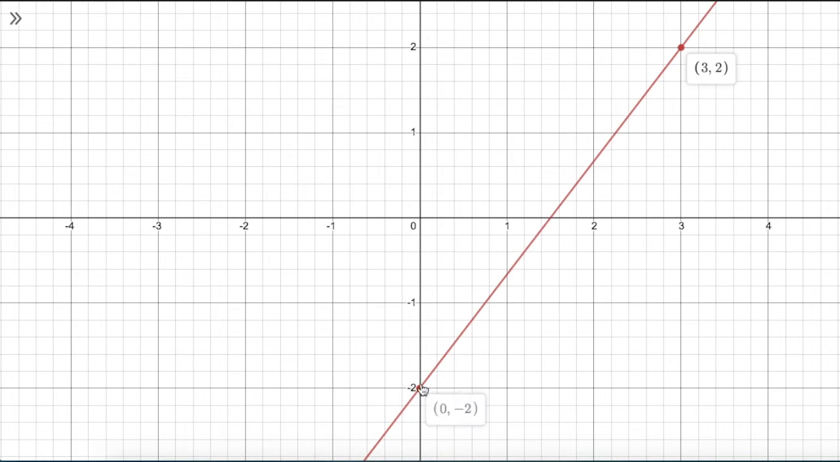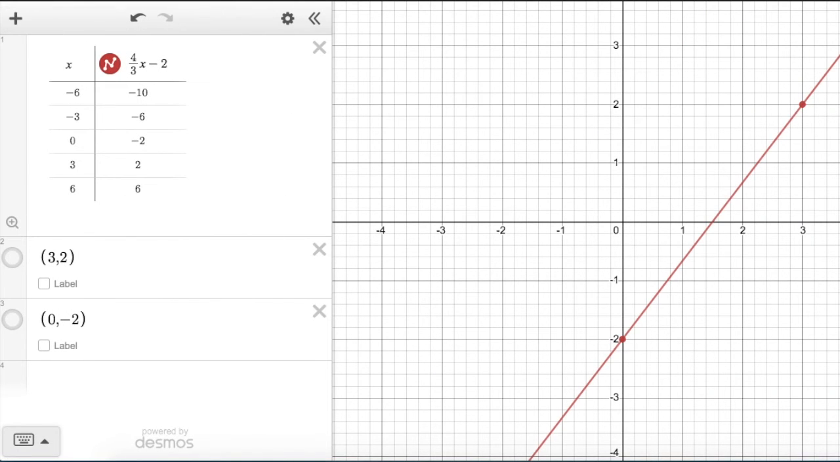On the y-axis, 0, negative 2. Meaning 0 is the x value, negative 2 is the y value. So what is your y-intercept? Yep, it's negative 2. Sometimes you might also not have a graph and need to look at the table.